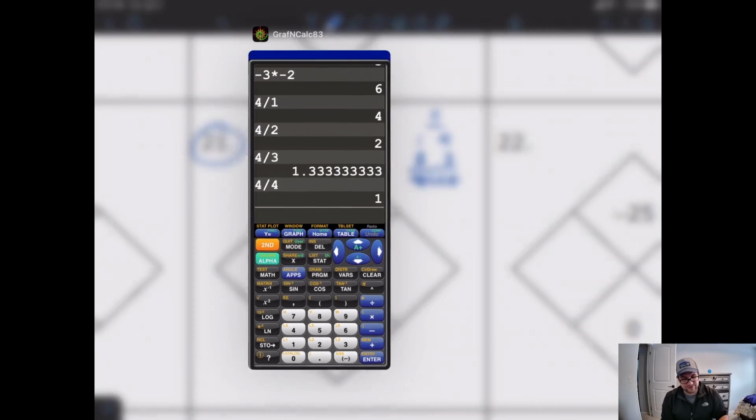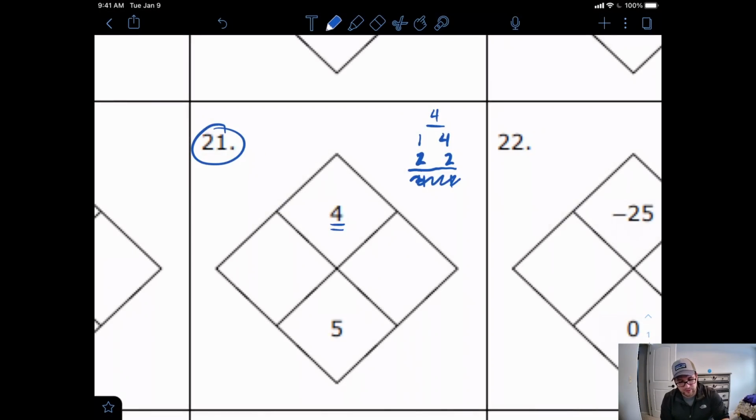So we got our 2 answers, right? We just need to figure out which ones work. Remember, these are the numbers that multiply to 4, so they're both always going to work for the top. You need to figure out which ones work for the bottom. 2 plus 2 is 4, so that's not right. 1 plus 4 is 5, so that's the one we want.